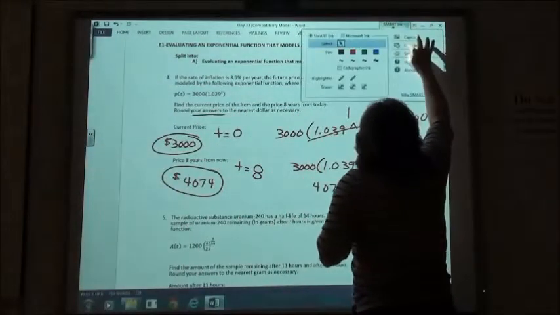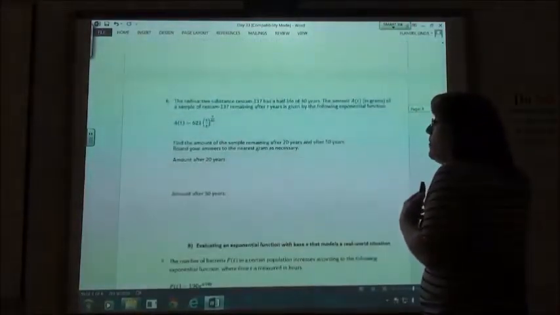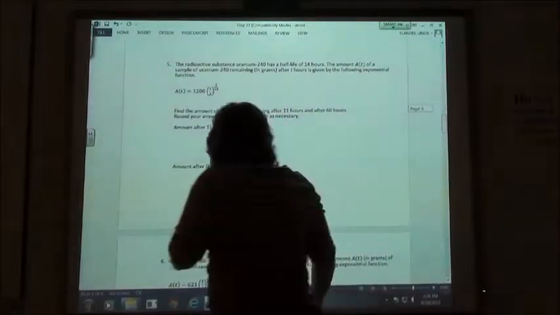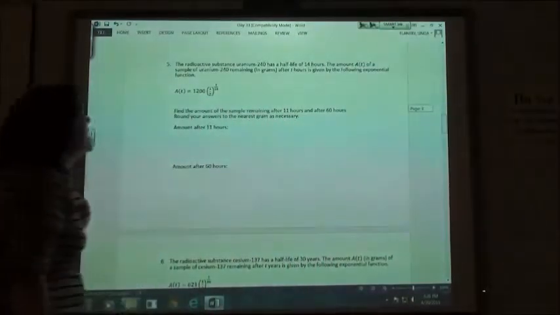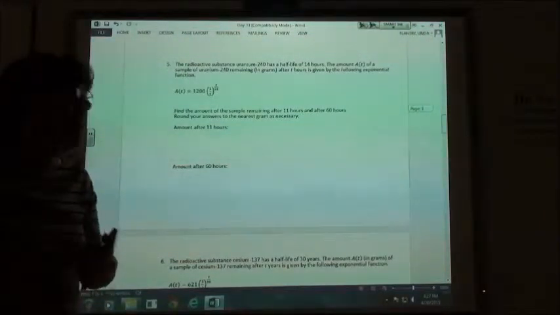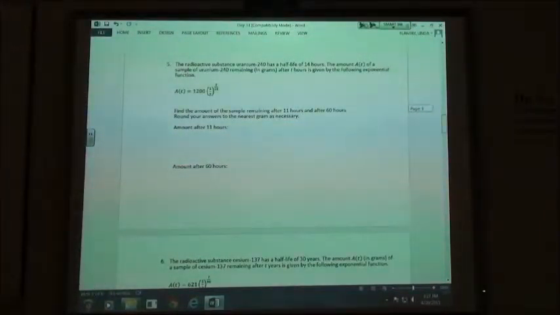Number 5. The radioactive substance, uranium-240, has a half-life of 14 hours. In other words, every 14 hours it splits in half. So if it started at 10, it'd be down to 5. If it was at 5, it'd go to 2.5 every 14 hours.